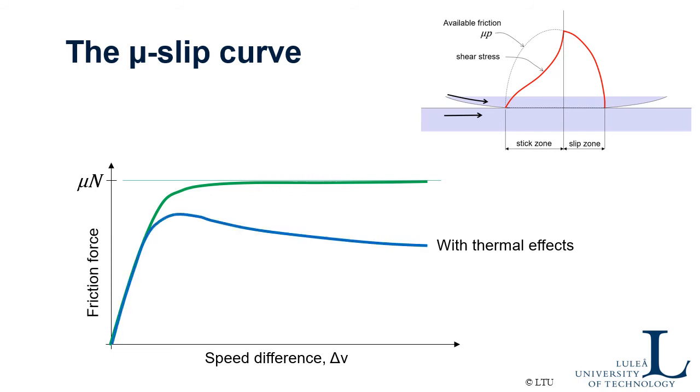With thermal effects, this will go down a little bit because then you haven't got as good grip, and you change the mu itself, and you change the behavior of, if it's a tire, for example, you change the properties of the rubber itself.